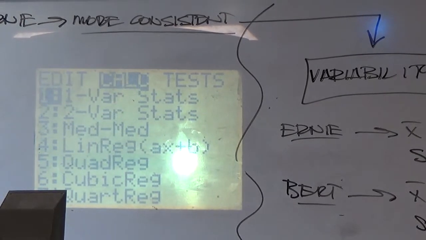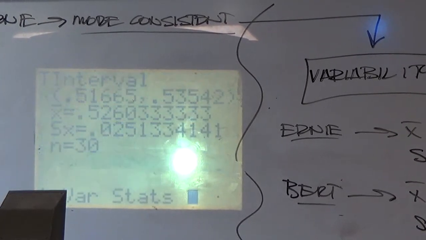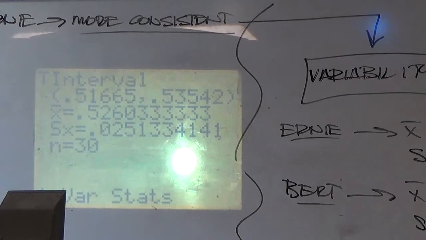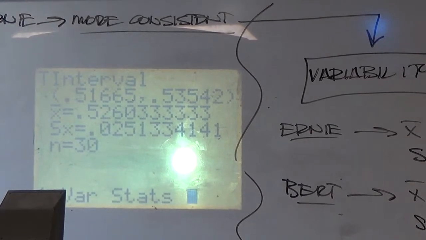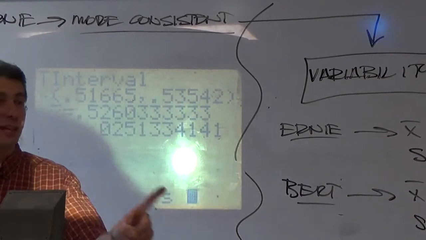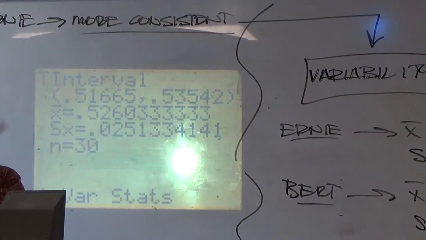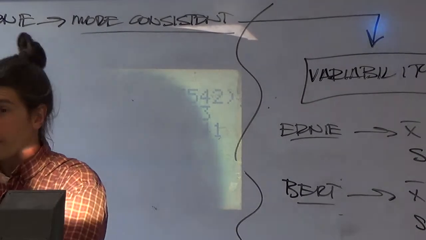Grab one var stats again. But don't press enter right away. If you press enter right away, it's going to read you Ernie. You've got to now tell it what list your data is in. When you didn't tell it, it automatically defaults to L1. That's why when you had L4, it wasn't looking at L4, it was looking at L1. Trey, whatever that L1 was called, it was looking at your hidden L1.